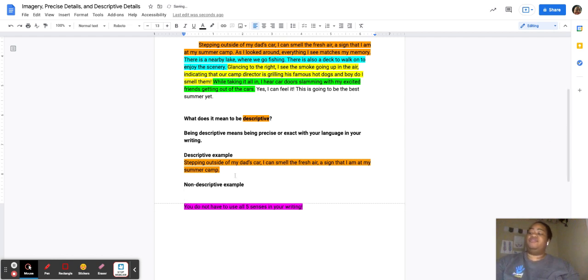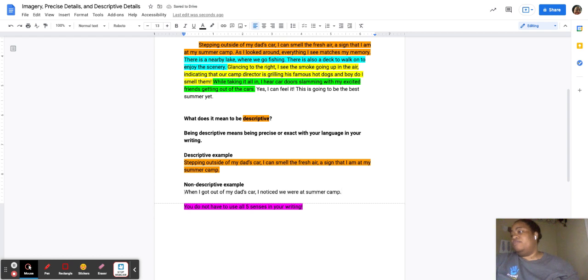Let's think about a non-descriptive example. I could say, "I got out of my dad's car." Or you can say, "When I got out of my dad's car." Let's do that. "When I got out of my dad's car, I noticed we were at summer camp."